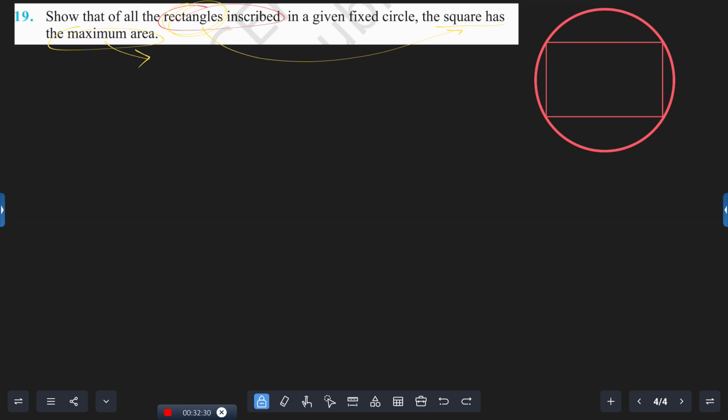So the rectangle should be a square as well as the area must be maximum. Rectangle area must be maximum, as well as you have to prove that it is a square. Two works you have to do. One is maximum area, another is that it is a square, which means length and breadth equal. First let me take length equal to x, breadth equal to y. Like that I am taking, and this one, what is that?